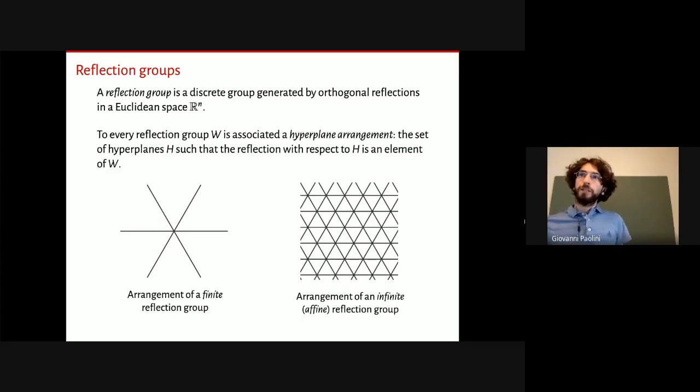In fact, if you take any chamber, that is any triangle in this picture, any connected component of the complement of the line arrangement, say for instance this one here, you can choose a chamber and take the reflections with respect to the three walls of this chamber. Those three reflections are actually enough to generate the entire group. So the group is infinite, but it is nevertheless finitely generated.